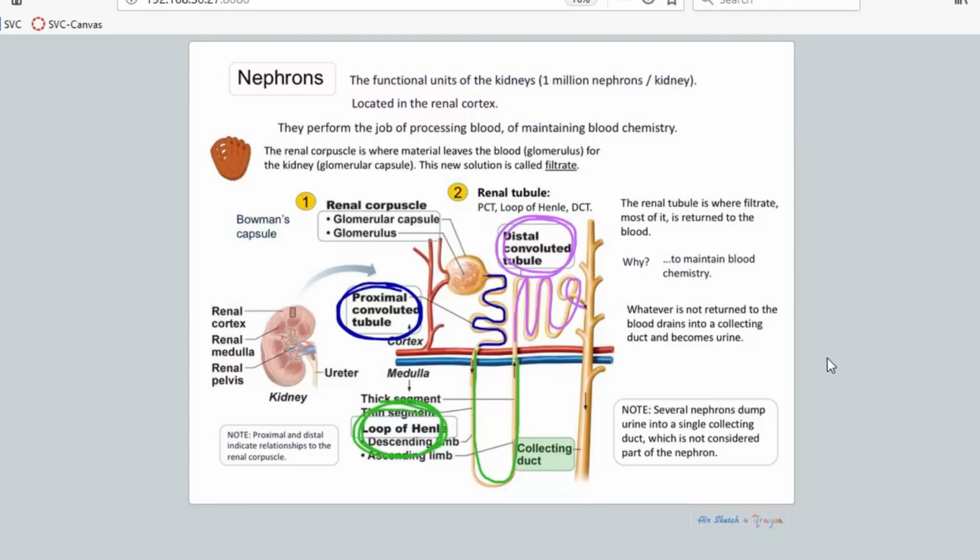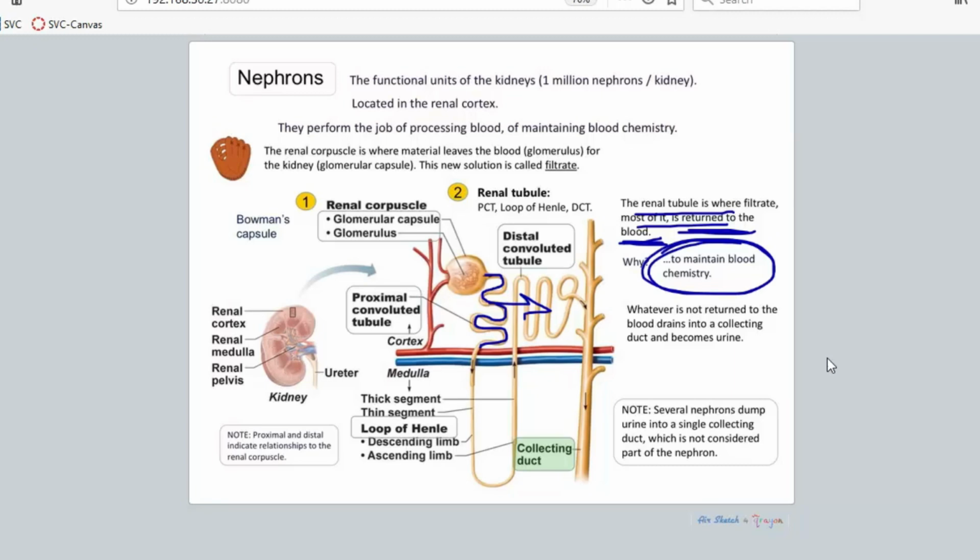Now what's going to happen here? So we produce this new solution called filtrate, and now that filtrate is running through this renal tubule here. And what's going to happen is the renal tubule is where most of this filtrate is returned to the blood. So we have this solution traveling through the renal tubule, and most of that is going to be returned back to the blood. Why are we going to return things back to the blood? Because that's how we maintain blood chemistry. We take things out of it, and then we return what we need to the blood to maintain blood chemistry.